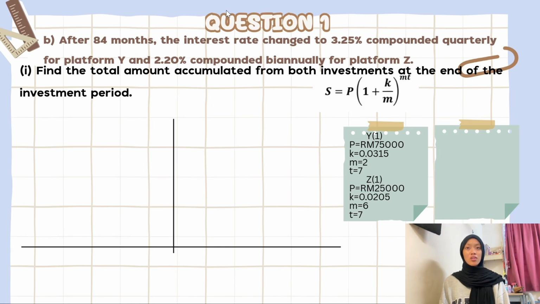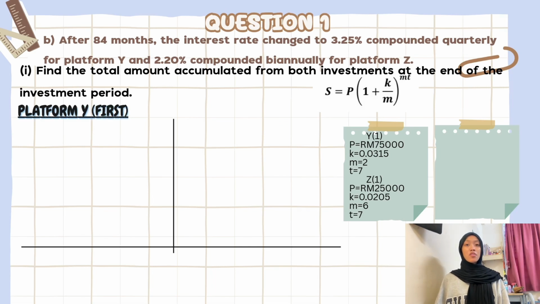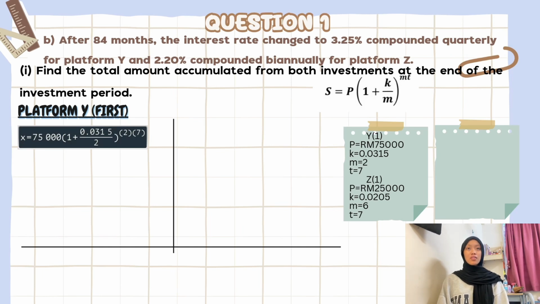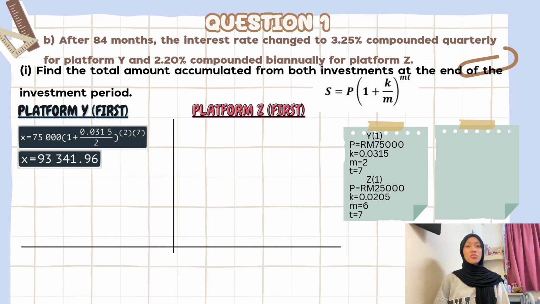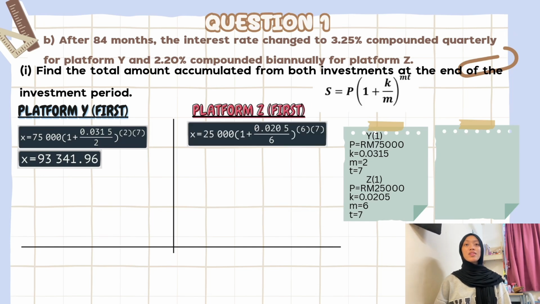First of all, we will calculate the amount of investment for the first 7 years, which is 84 months, using the information given. Step 1, we calculate compound interest for platform Y and Z for the first 7 years. Here is platform Y. Insert all the information that refers to platform Y into the formula. After we calculate, we will get X equal to 93,341 ringgit 96 cents. For platform Z, we use the same formula as platform Y. So, we will get X equal to 28,850 ringgit 61 cents.